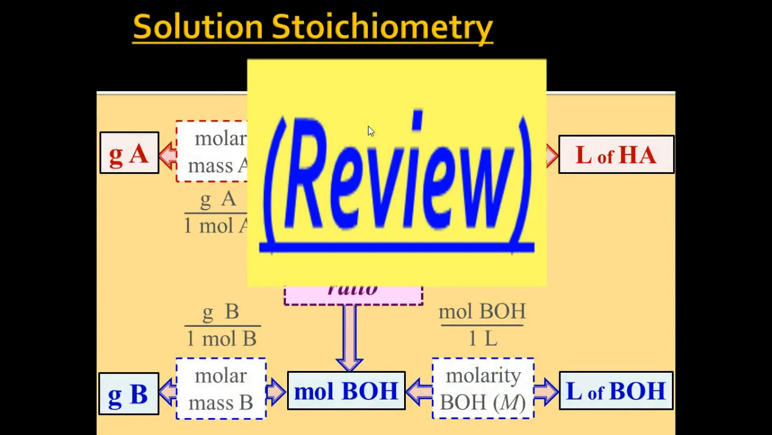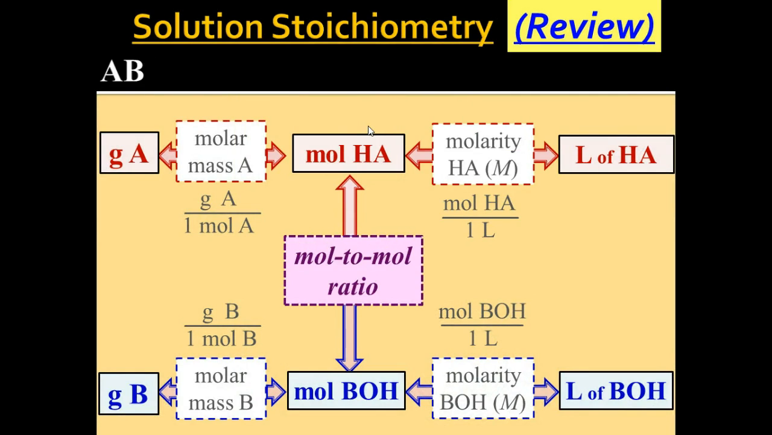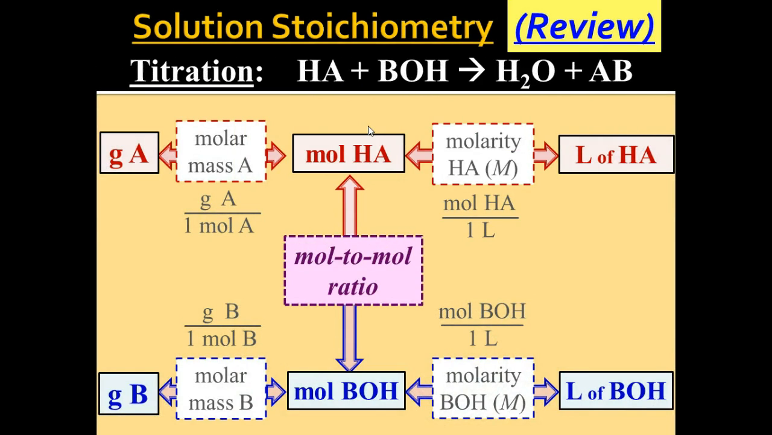And so remember solution stoichiometry. This should be a review for you. And remember that we had this whole map. And so we had grams and we used molar mass to convert to moles. And then we also use molarity from liters to moles. And from moles to moles, we can go to substance B and then we can do the same thing. We can go back to grams using molar mass or to liters using molarity of B.